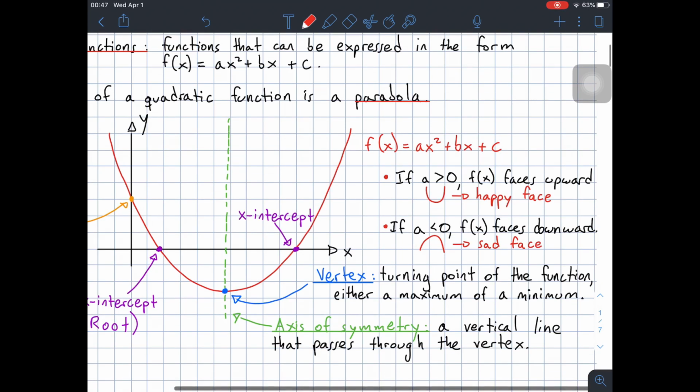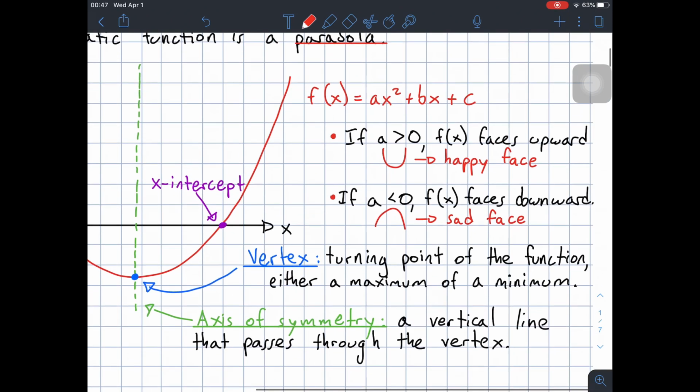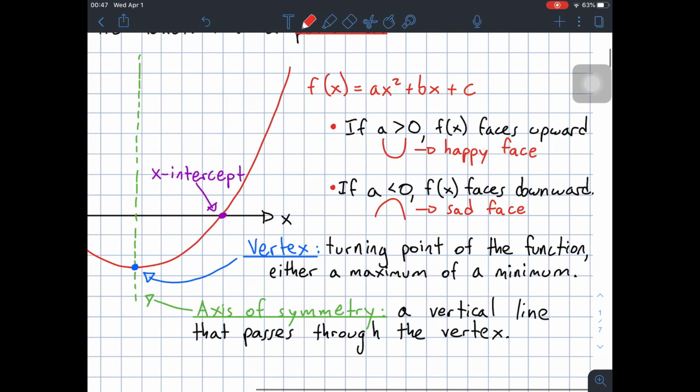If a is a positive number, which means that a is greater than 0, then the function faces upward. And an easy way to remember this is that if a is positive, then we have a happy face, right? The parabola opens upward. But if a is negative or a is less than 0, f of x faces downward. Okay, if a is negative, we're talking about a sad face, right?